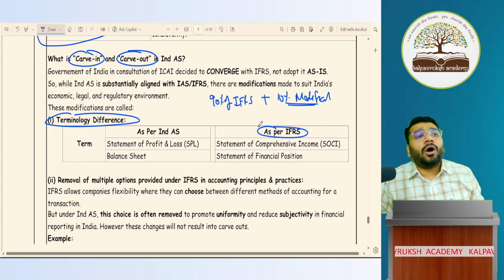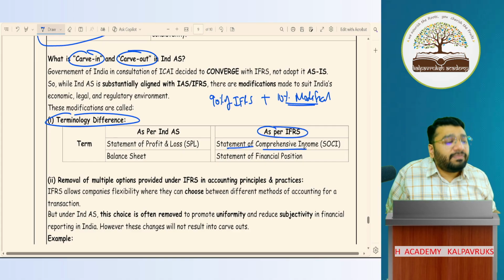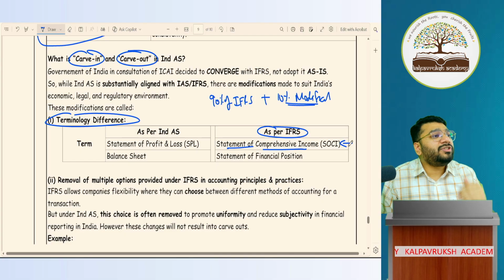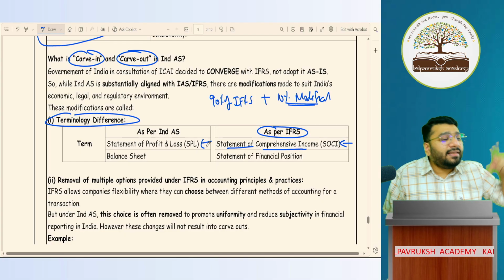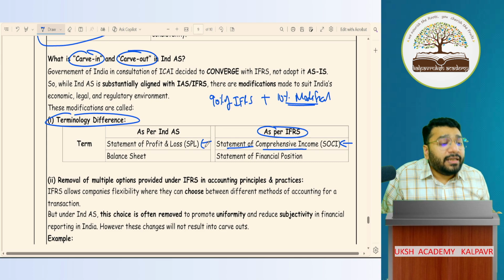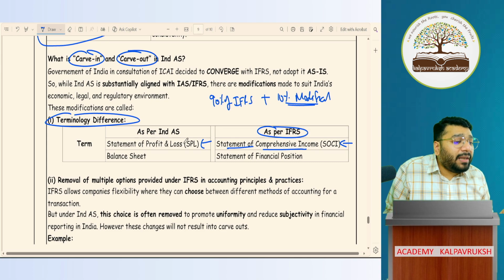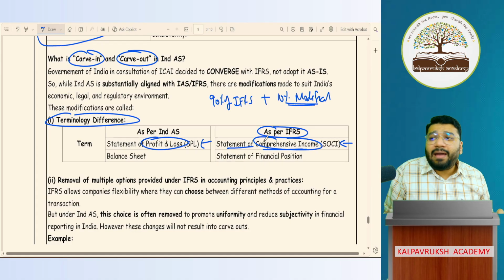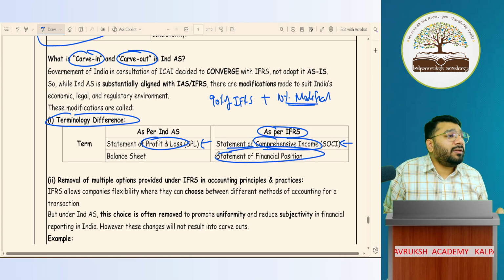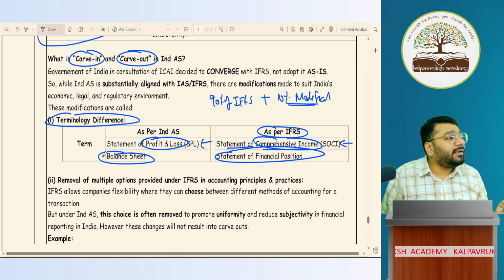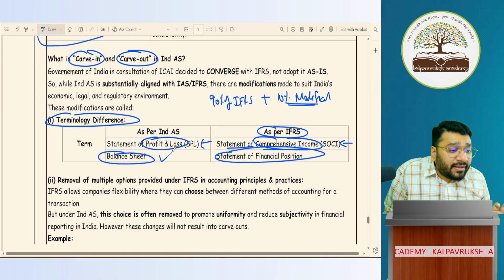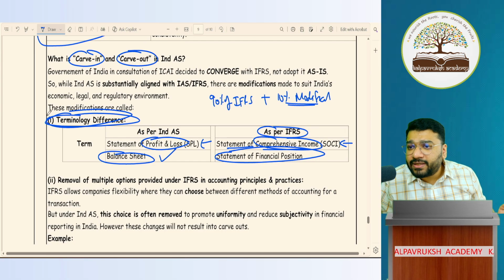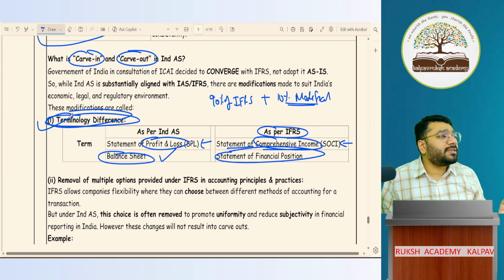IFRS said that you call P&L the statement of comprehensive income. In India, we felt that this is a very complicated name. People will not be able to gel with this easily. So they said let's retain the statement of P&L as the name instead of statement of comprehensive income, because people understand P&L in a better way than the words comprehensive income. IFRS said that the balance sheet should be named the statement of financial position. But we said no, for several years we have been using the term balance sheet even in AS. So we will retain that terminology as it is. Like that, wherever there is a terminological difference, we call this terminology modifications. Got it? Not got it?